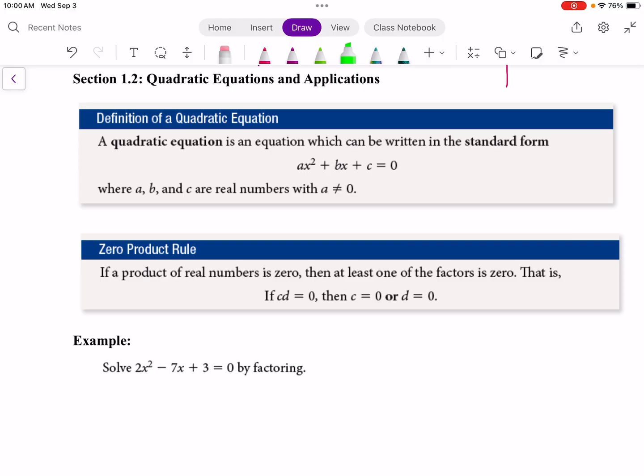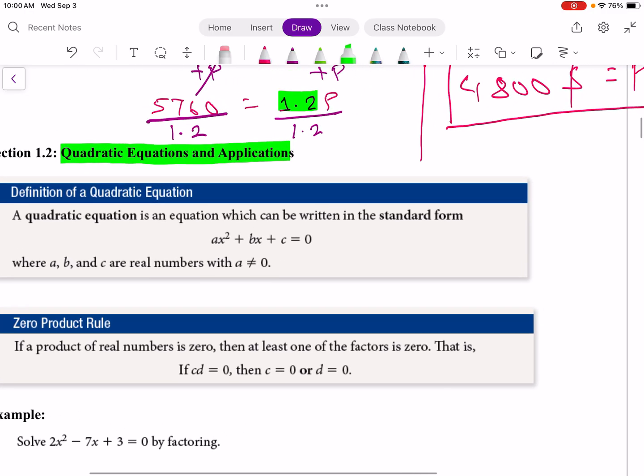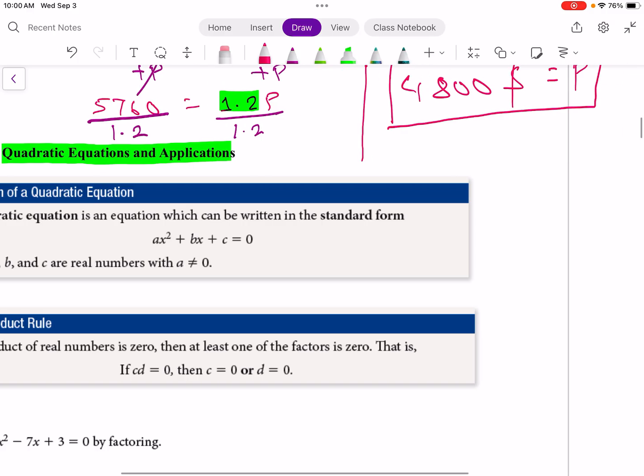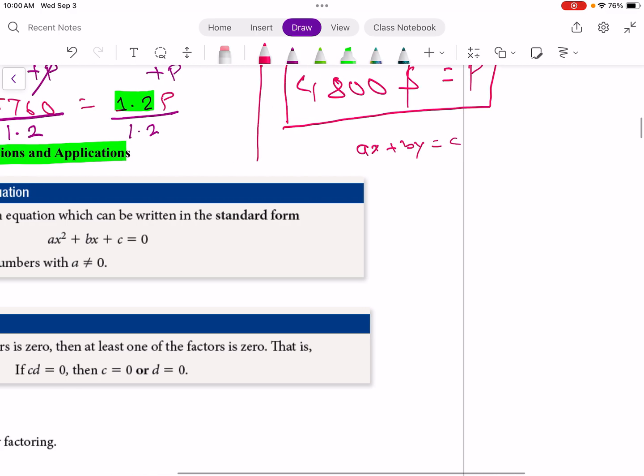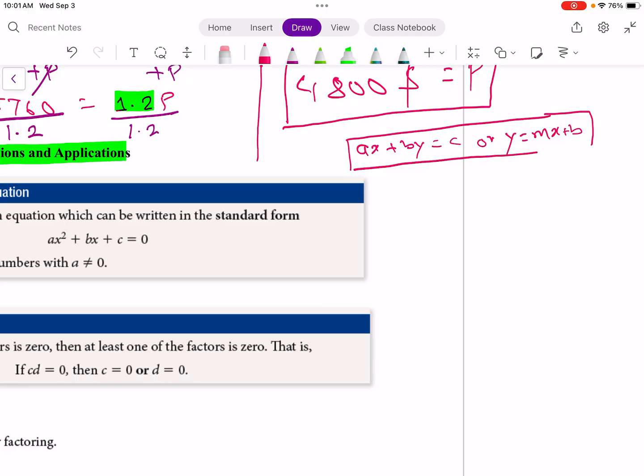In this section, we will talk about quadratic equation and its application. In section 1.1, we had a linear equation. So in general, we represent our linear equation by ax plus by equals to c, or y equals to mx plus b. So this is our linear equation. We try to solve this linear equation in our last class, okay?